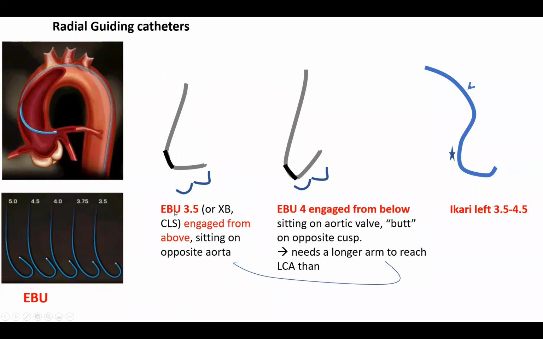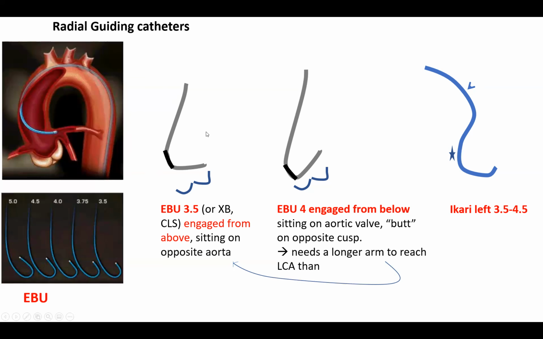So EBU, and similarly XB and CLS, are catheters with mainly one bend, but that bend, unlike the Judkins left bend, is a platform. It's a long secondary curve, unlike the point of Judkins left. That long platform allows the guiding catheter to sit on a stable platform on the opposite aortic wall and provide more support. That's why we need support when we're doing an intervention. That's why that guiding catheter is more supportive than a Judkins catheter.